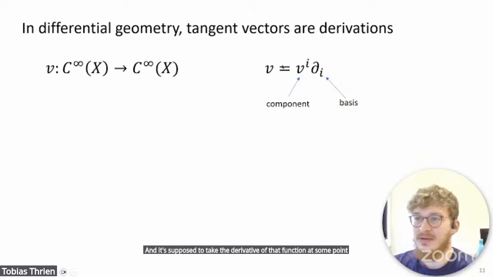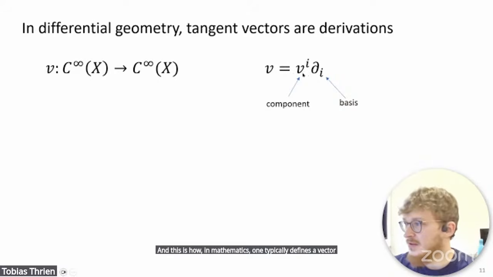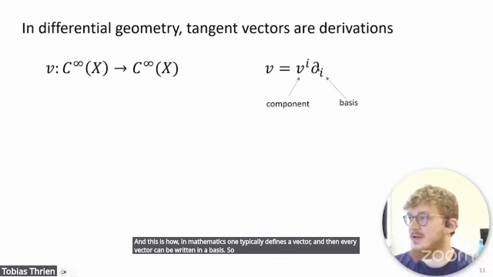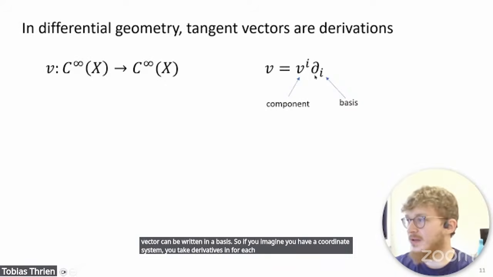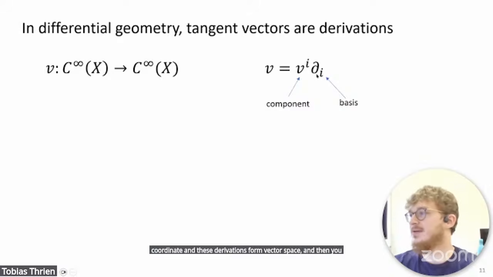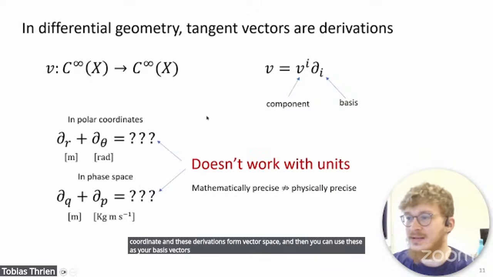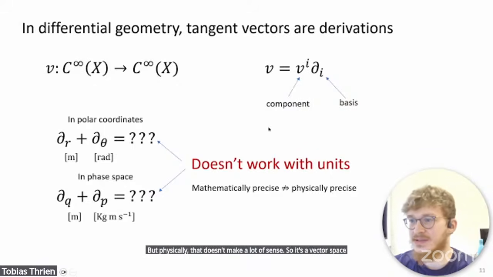This is how in mathematics one typically defines a vector. And then every vector can be written in a basis. If you imagine you have a coordinate system, you take derivatives for each coordinate, and these derivations form a vector space, and then you can use these as your basis vectors. But physically that doesn't make a lot of sense. It's a vector space, so you must be able to add these things.